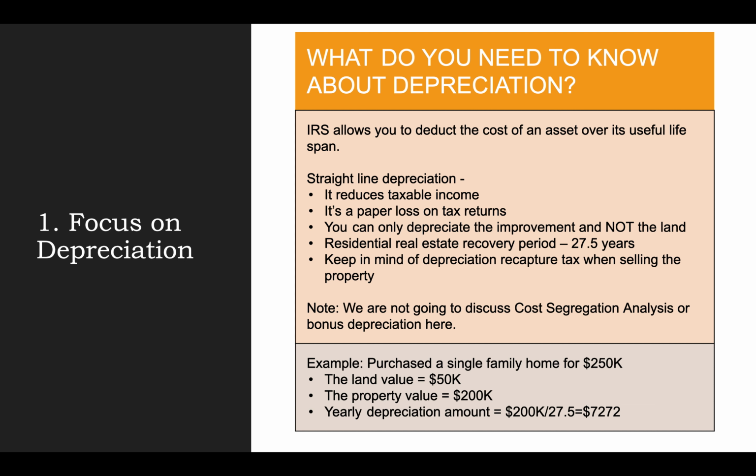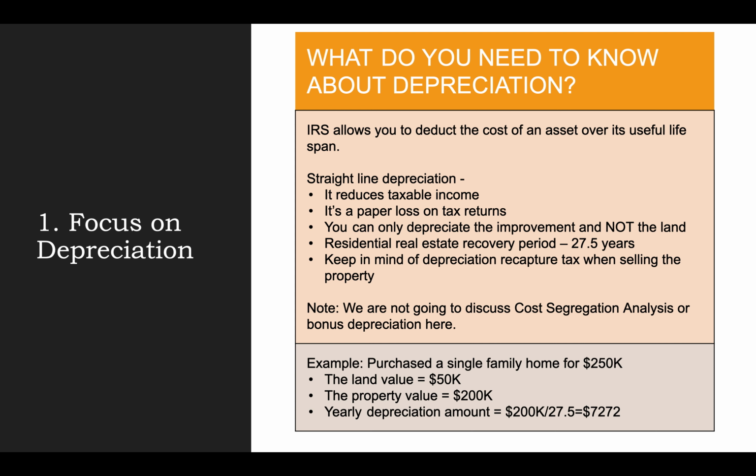Number 1, you can only depreciate the improvement and not the land. So for example, if you purchase a single-family home for $250,000, if the land value is $50,000 and a property value is $200,000, the depreciation can only be calculated based on the $200,000. And if you use $200,000 divided by 27.5 years, that means you're able to deduct $7,272 as your depreciation for that home on the yearly basis.